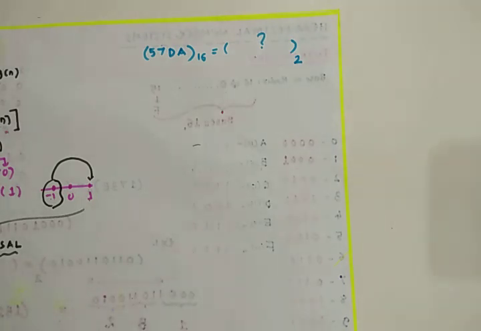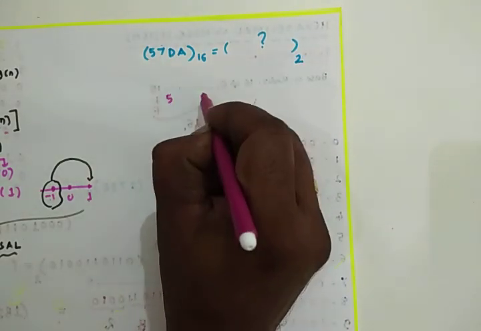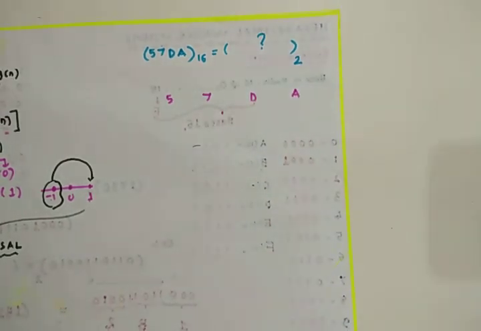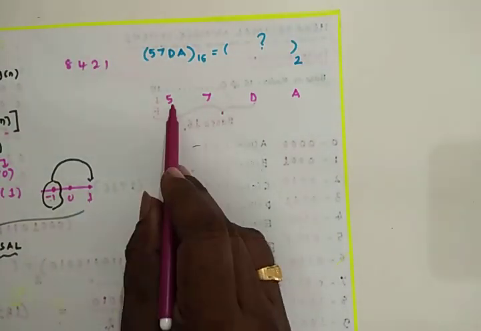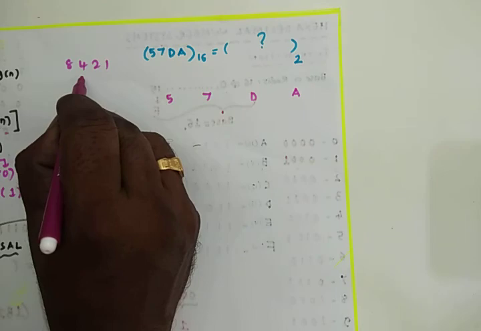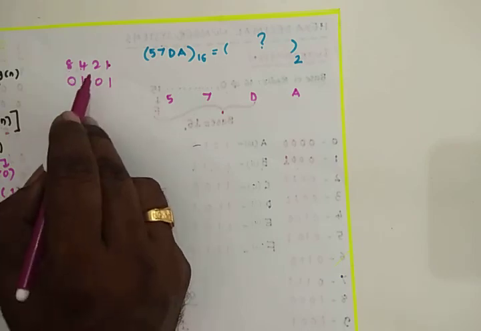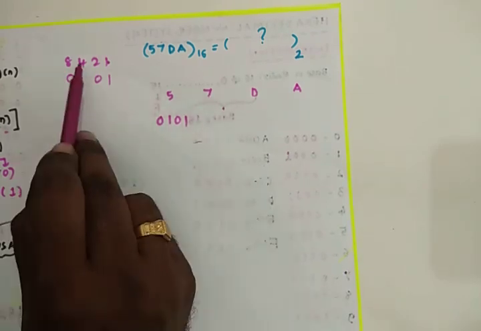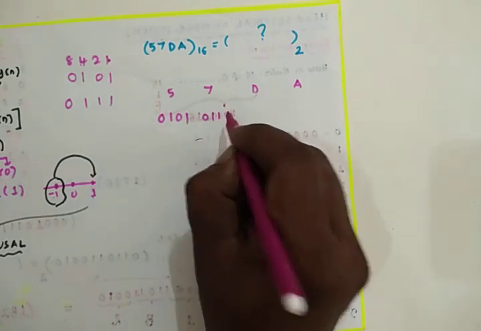First take each and every digit in this number: 5, 7, D, A. First one is 5. Go with the combination 8 4 2 1. For 5, we need 4 plus 1, and the remaining we don't require, so 5 will be 0 1 0 1. Next, 7: 4 plus 2 plus 1, so 1 1 1. I don't require 8, so it is 0 1 1 1.